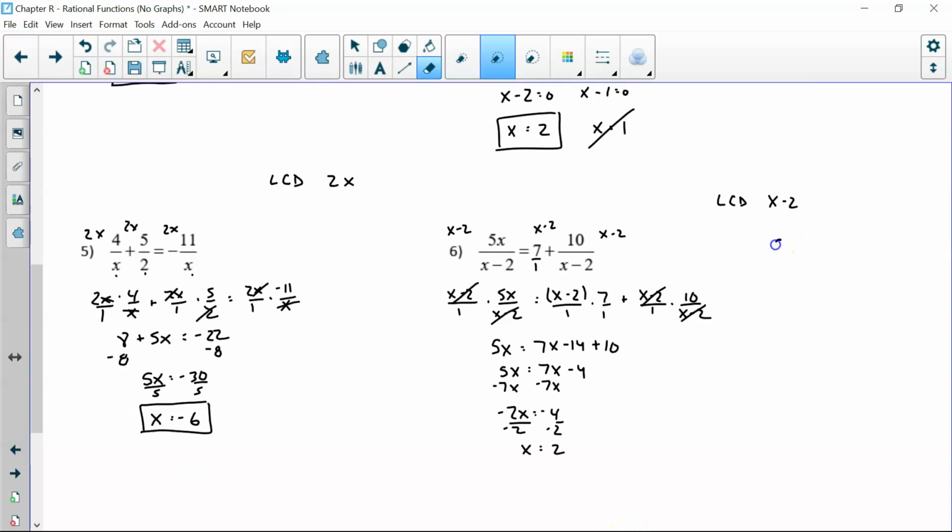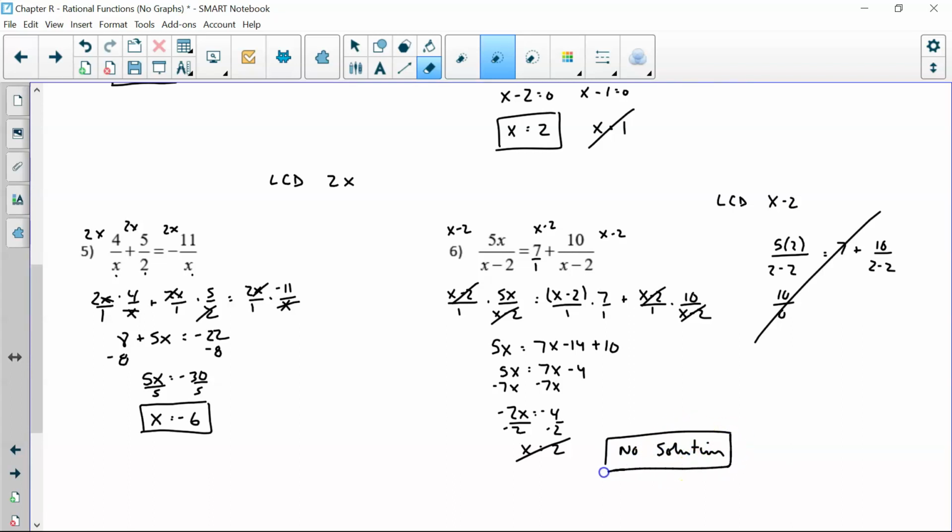Now, looking at this, I have 5 times 2 over 2 minus 2 equals 7 plus 10 over 2 minus 2. So we have 10 over 0. As soon as I see that, we can't have division by 0. We only had one solution, and it didn't work. So here our actual answer is no solution. There's no solution. Our only answer was invalid.